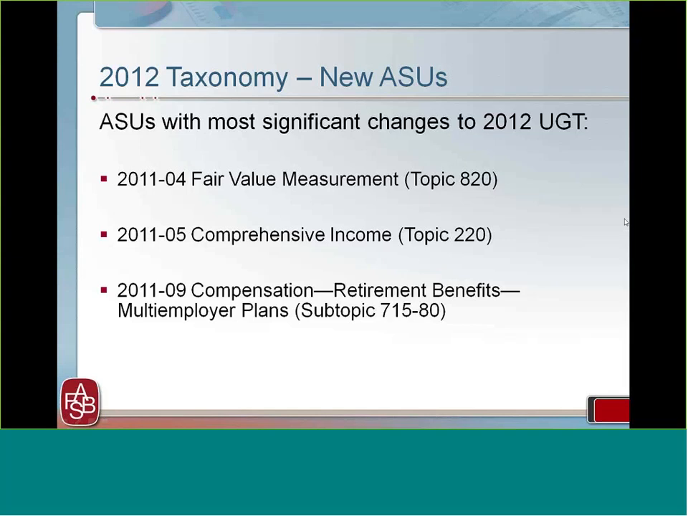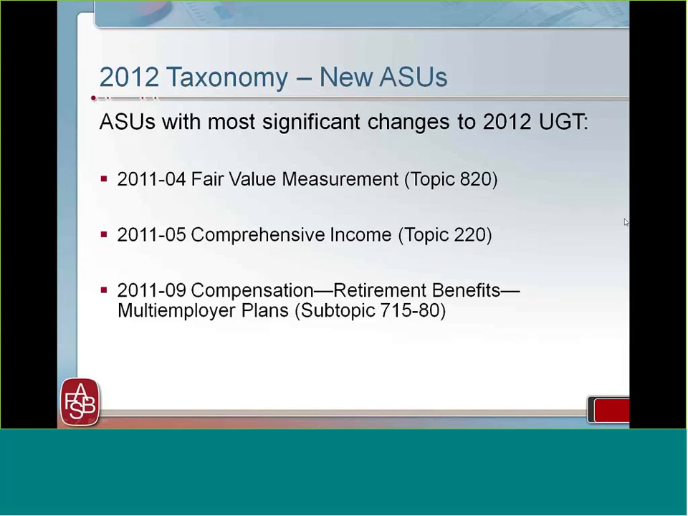All of these changes are documented in the release notes related to the 2012 UGT, which you can find on the website. This year we have developed a new tool called the TC app to help you further identify these changes relative to your specific extension taxonomy.